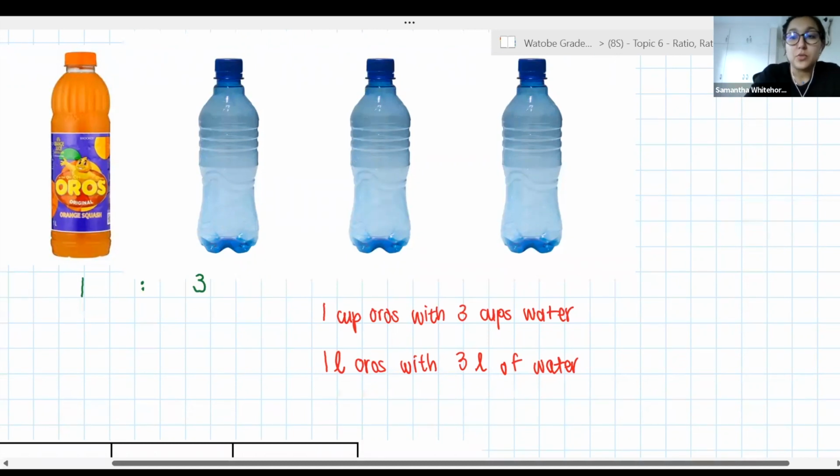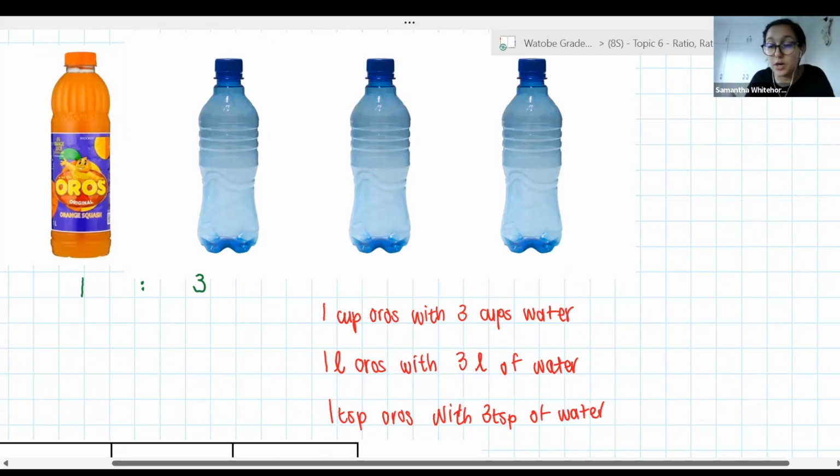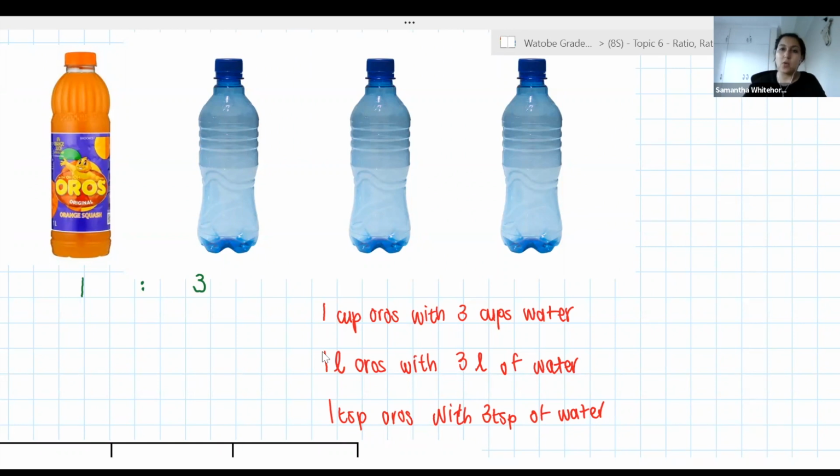So if, for example, you wanted a teeny tiny cup of Oros, you could say 1 teaspoon of Oros with 3 teaspoons of water. I don't know why you'd want such a small amount, but you could. The point of a ratio is that you could scale it to whatever you want. All right, so when given a ratio, it is giving you information about how these values work together, or how these values compare to each other, what their relationship is, etc.